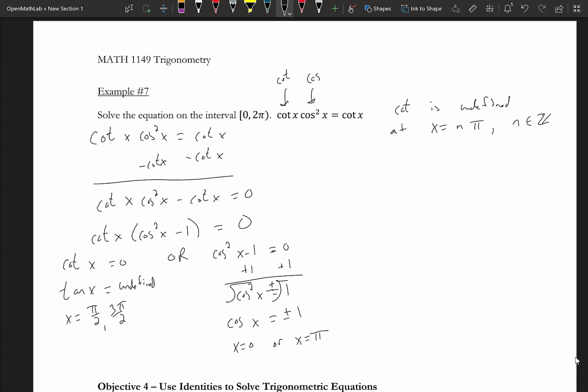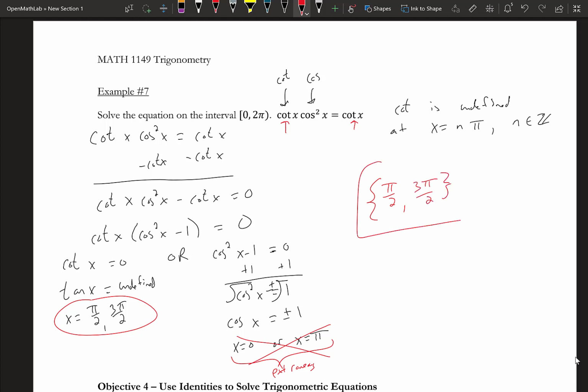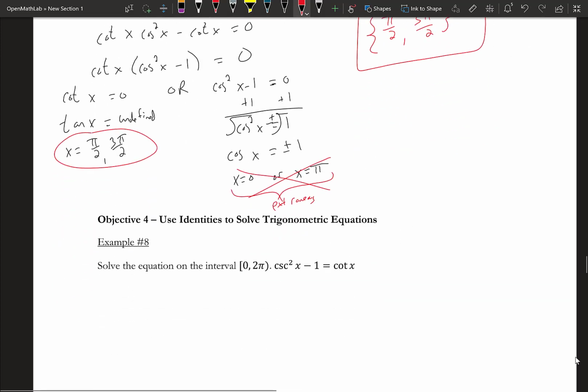So we can't have any multiples of pi, right? So in other words, we need to throw those out, because if we plug those into cotangent, that's going to give me an undefined result. So that's not going to be a solution to the equation. So these are extraneous. We need to throw those out. So then the only contenders left are pi over 2 and 3 pi over 2. So pi over 2 and 3 pi over 2 will work. Those are the two solutions for that.